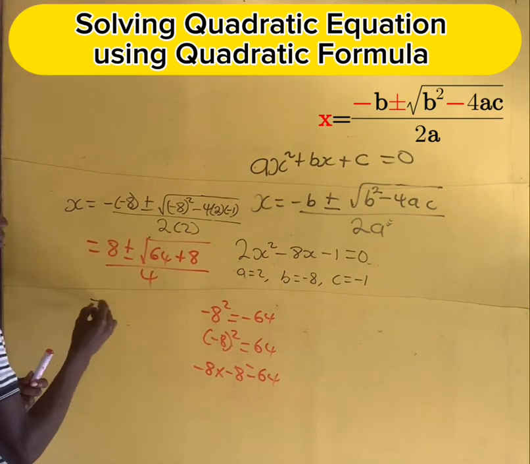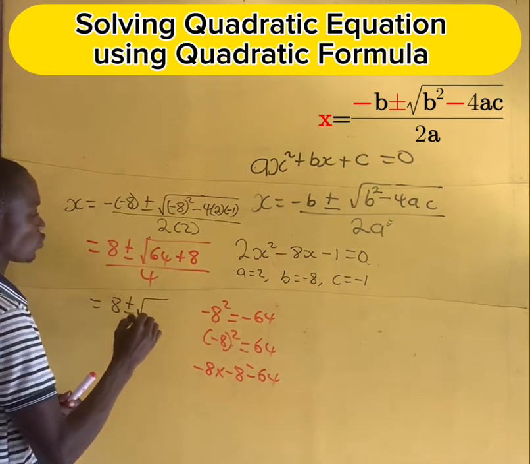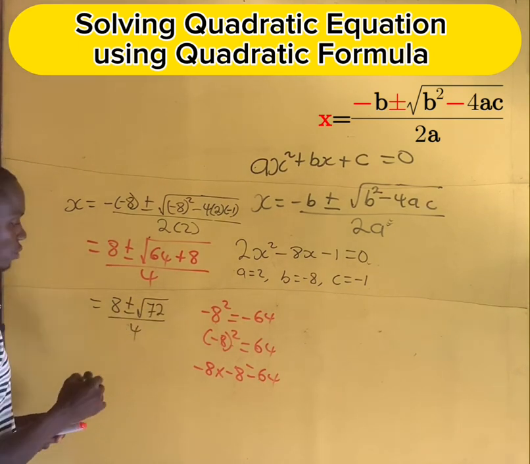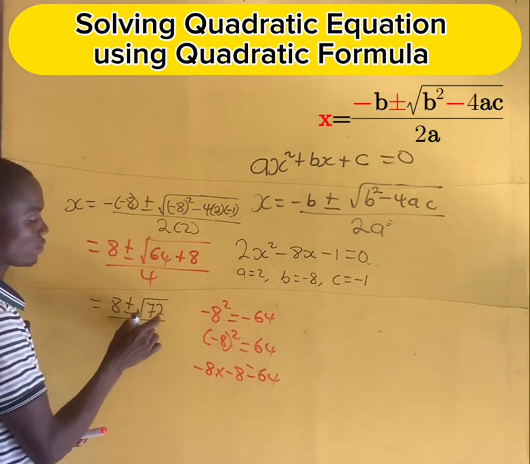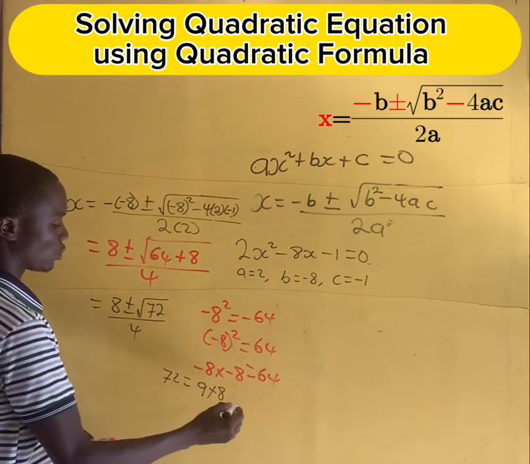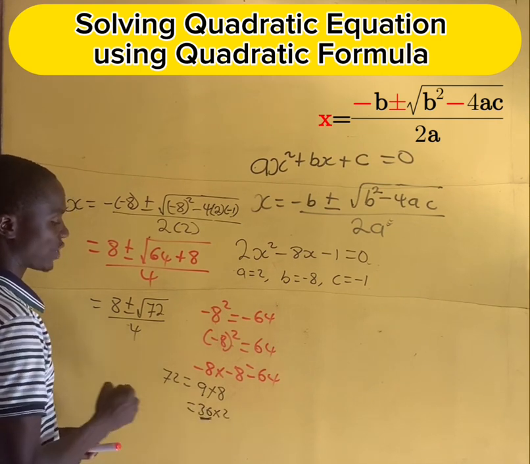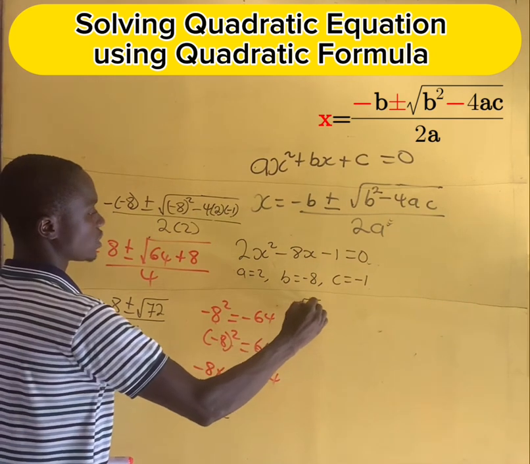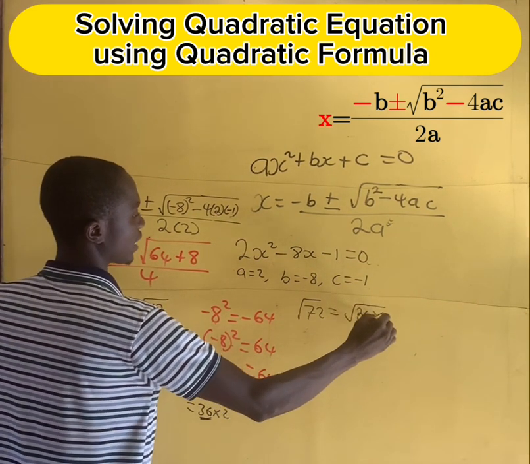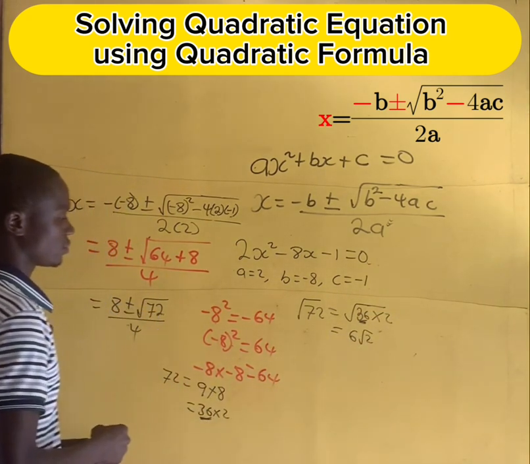Now, this gives us 8 plus or minus the square root of 64 plus 8, which is the square root of 72, all divided by 4. 72 is simply 9 times 8, which is the same as 36 times 2. So 36 is a perfect square. So root 72 equals root of 36 times 2. But root 36 is 6, so we get 6 root 2.